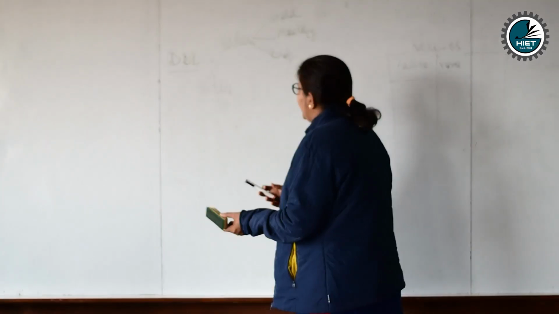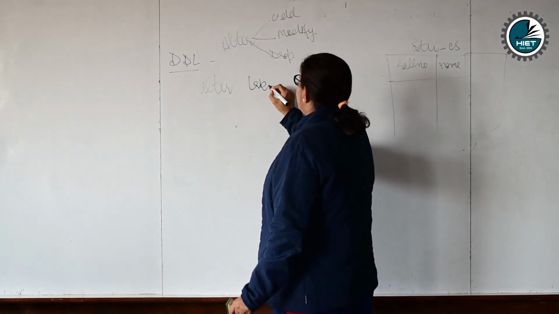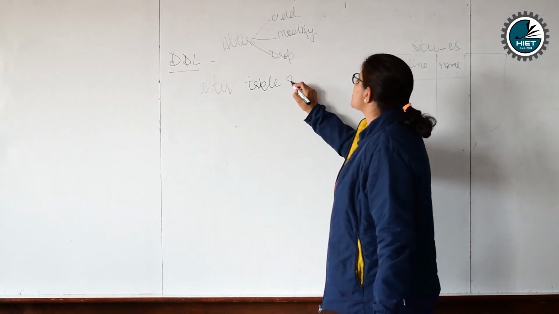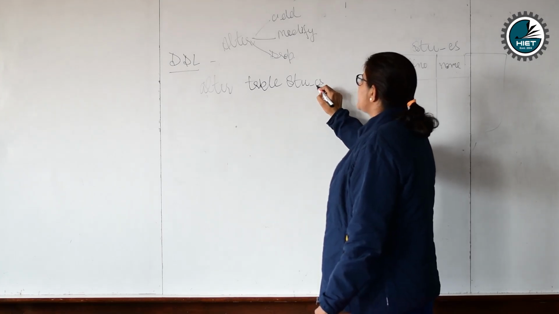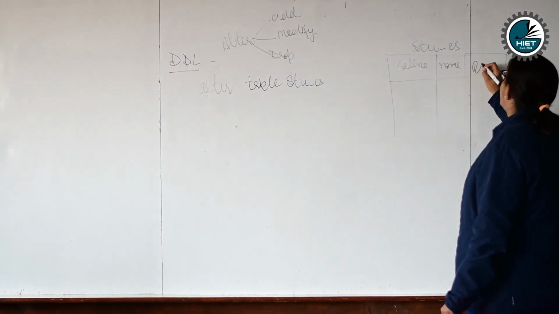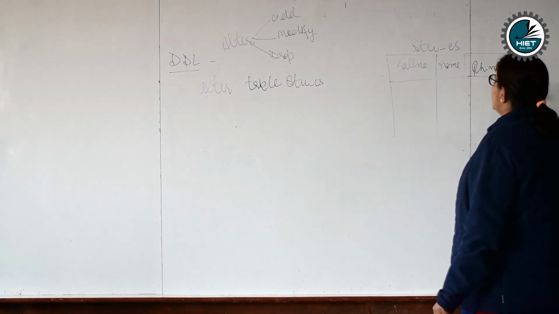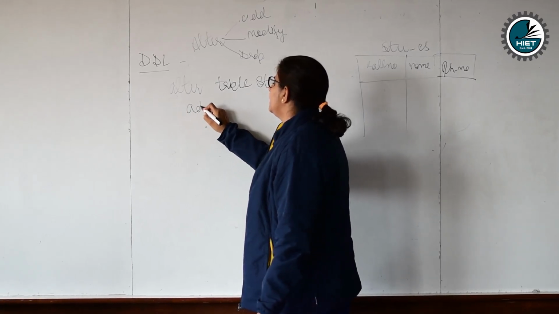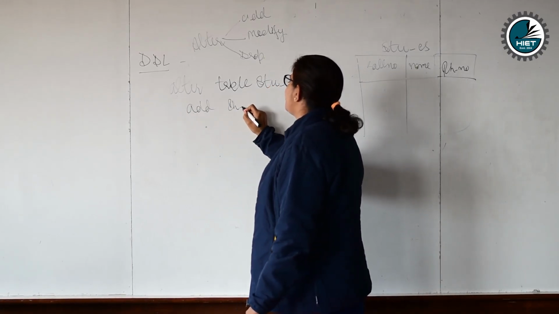alter table, table name. Table name is student underscore CS. Right? Now I am adding a new column, that is phone number. Alter table, table name, add. The column name is phone number.